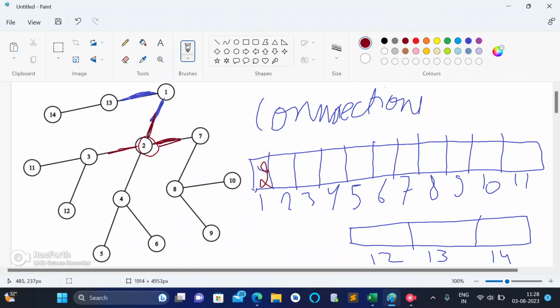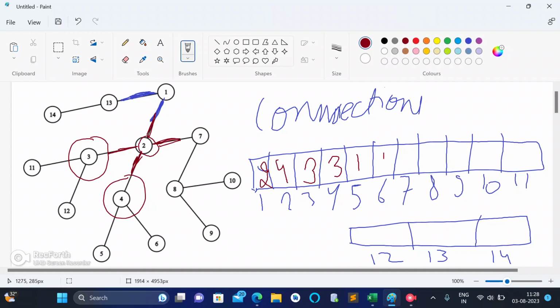In 2 we can see the four edges are passing through 2, or I can say are coming out of 2. So the number of connections, or the degree of 2, is 4. Similarly for 3 we can say it is 3. Similarly for 4 it is 3.